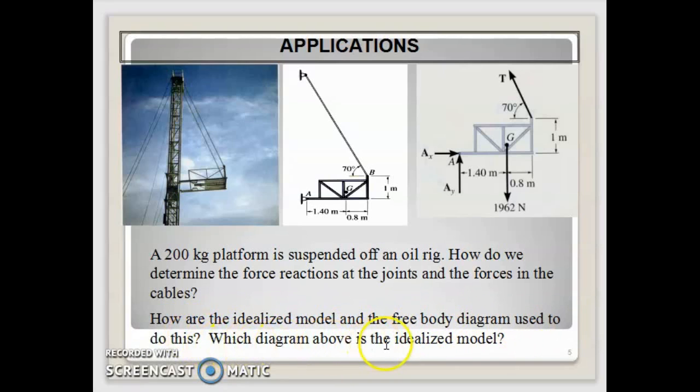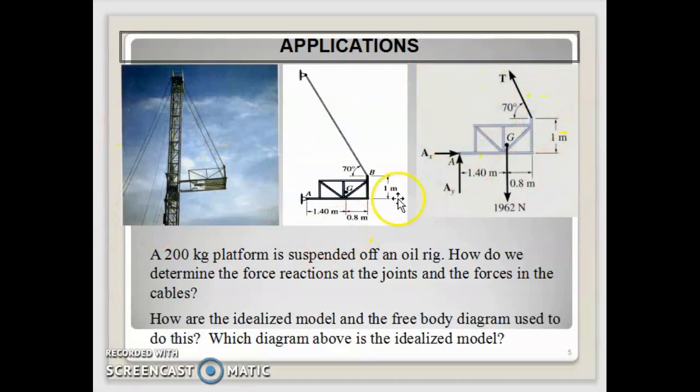Which diagram above is the idealized model? This is the idealized model, and this one is a free body diagram. So you can apply this to do your project also. First, you need to capture the actual picture of the structure, and then you do the idealized model like this. Finally you will come up with the free body diagram. That's for the project.